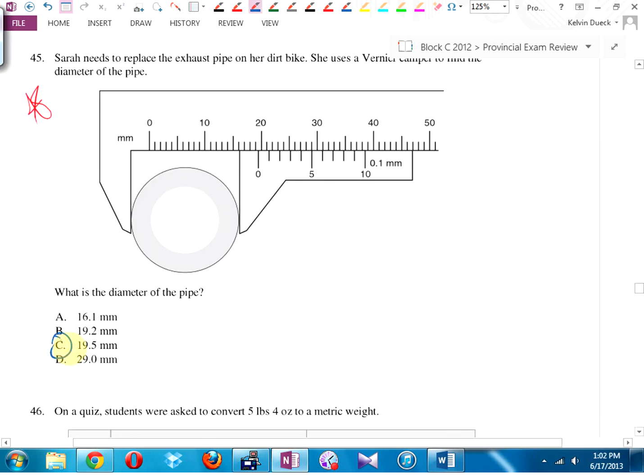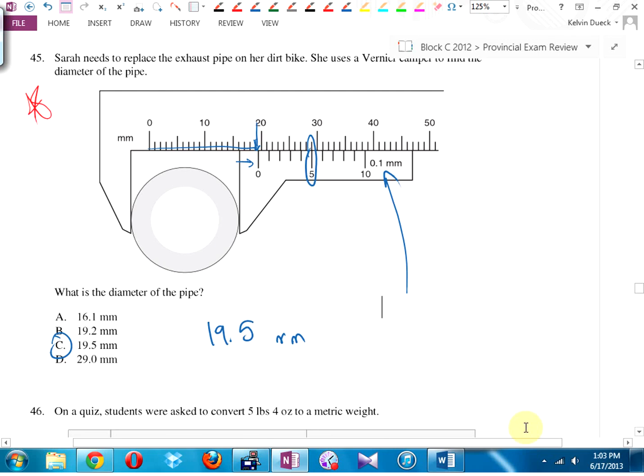The answer is C, 19.5. To read this, the first thing that you do is you go to where the 0 is, which is right there, and that tells you that you're bigger than 19 millimeters. Then you scroll along this scale until you find two lines that exactly overlap, that exactly match, and because it's digital on the provincial, there will be two that exactly match. In real life, sometimes you got to pick the closest one, but these ones exactly match, and the second decimal is a 5, so this is 19.5 millimeters. And you know that that second one is the decimal because that's the 0.1 of a millimeter.